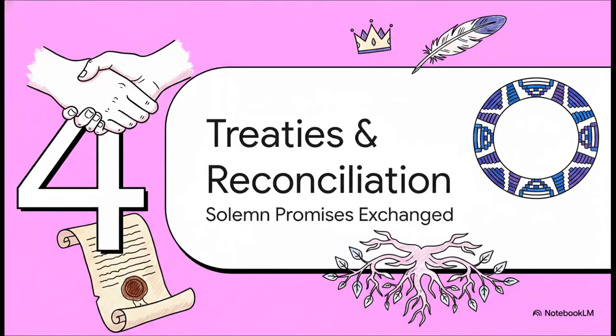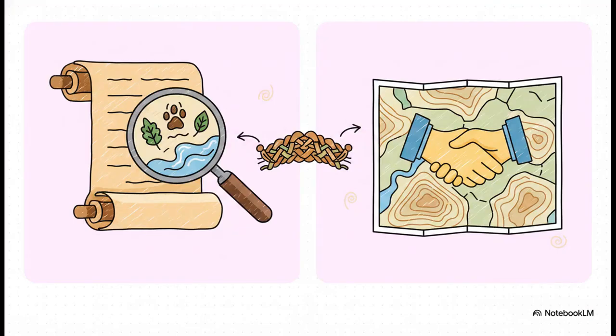Which brings us to Part 4, treaties and reconciliation. Let's talk about the solemn promises made between the Crown and Indigenous peoples. When courts look at a historic treaty from, say, the 1800s, they do not apply strict, rigid contract law. Instead, they look at the cultural differences and historical realities of that time, requiring a generous contextual interpretation to make sure the honor of the Crown is upheld.